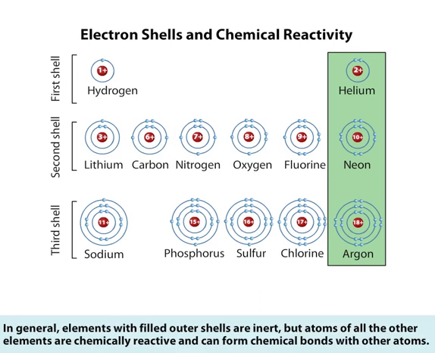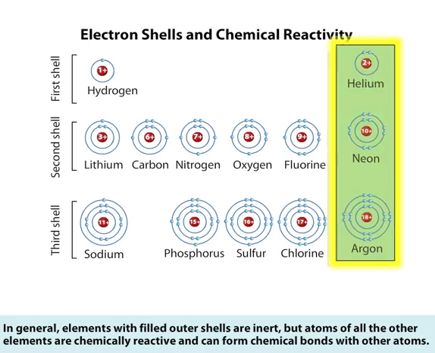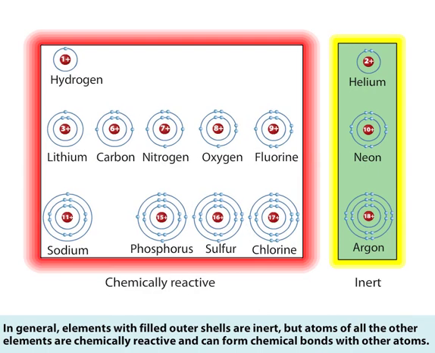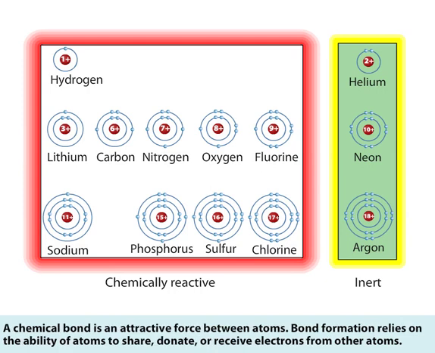In general, elements with filled outer shells are inert, but atoms of all the other elements are chemically reactive and can form chemical bonds with other atoms. A chemical bond is an attractive force between atoms. Bond formation relies on the ability of atoms to share, donate, or receive electrons from other atoms.